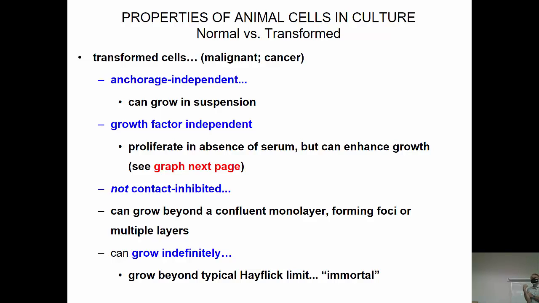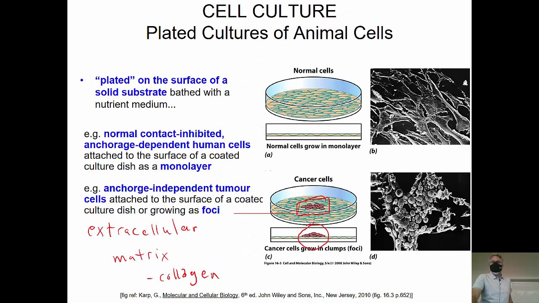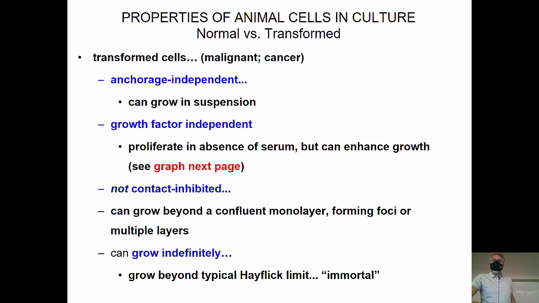Yes? If they stop growing when they come in contact, how come they make foci? Okay, so the question is, if they come into contact, why do they form foci? They don't. If we look here, normal cells won't form any foci. They'll form a monolayer, and we can see this in this slide here at the top. So good to reiterate that though. Normal cells won't form foci.